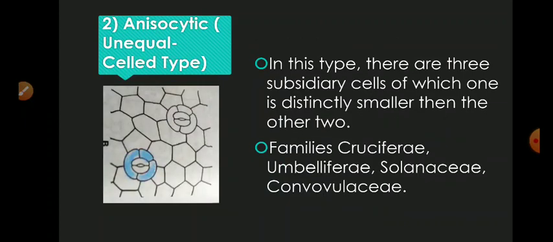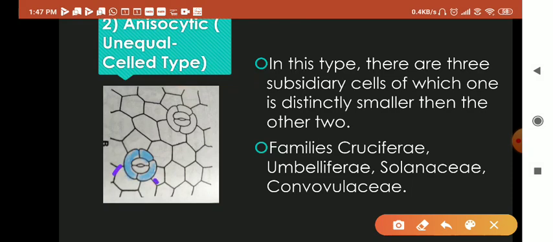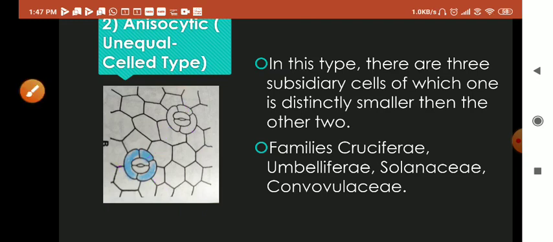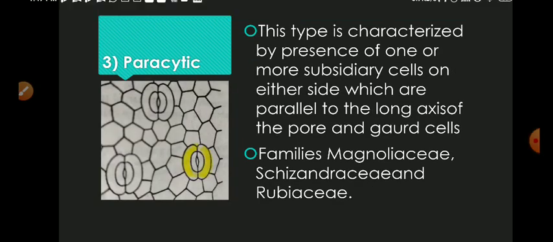And anisocytic, when the subsidiary cells are 3 in number, out of which one is unequal. That's why the name anisocytic. You can see here, these are the 3 subsidiary cells, 1, 2 and 3, and out of these 3, this one is smaller than the other 2. So it is an unequal cell type, anisocytic. Families which show them are Cruciferae, Umbelliferae, Solanaceae, Convolvulaceae.